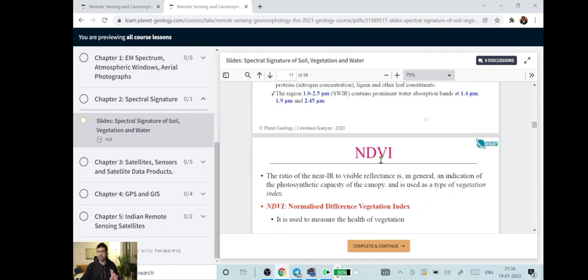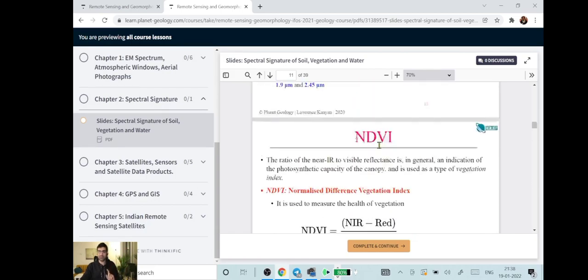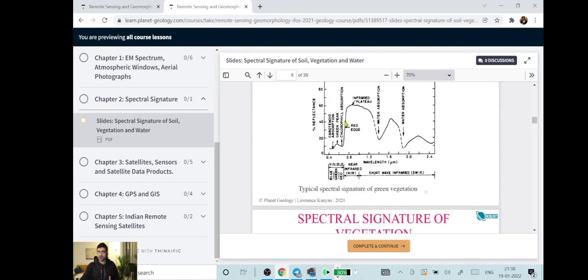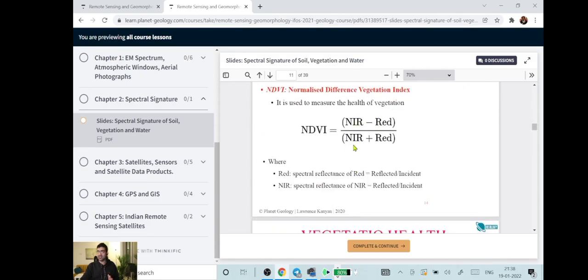NDVI is the normalized difference vegetation index. This is to determine the health of vegetation. You can write this in applications of remote sensing, which is why I've included it here. It just looks at how high this peak is. This jump is also called the red edge. If this red edge is very significant, it means your vegetation is healthy. It is just this value minus this value divided by this value plus this value. That is what NDVI is: near infrared minus red, divided by near infrared plus red.